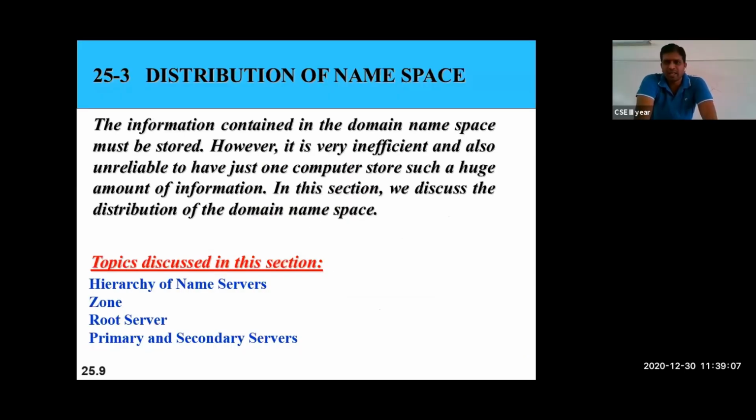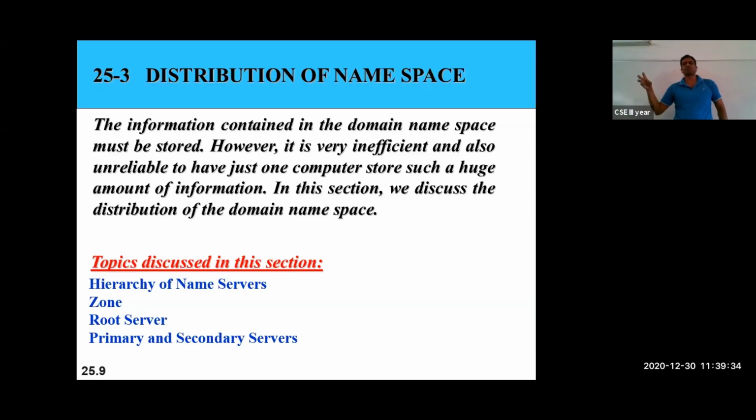Then how are these namespaces distributed? Now we understood what a namespace is, how it is mapped, and the importance of DNS. How is this namespace distributed? The information contained in the DNS domain namespace must be stored. However, it is very inefficient and also unreliable to have this stored on a single computer.